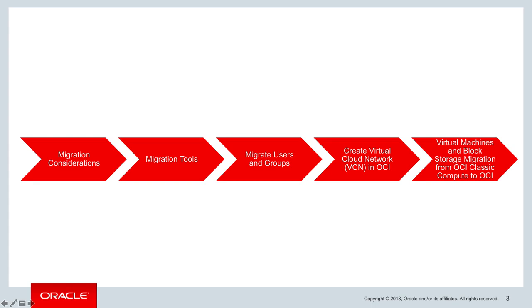So basically, the lesson is carved out into these five sections. We'll look at migration considerations, then move on to migration tools, and then briefly look at what migrating users and groups entails, and then look into creating the virtual cloud network in OCI, and then finally look at the virtual machines and block storage migration from OCI Classic Compute to OCI.